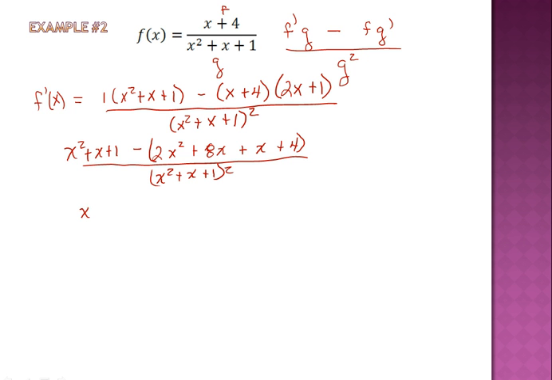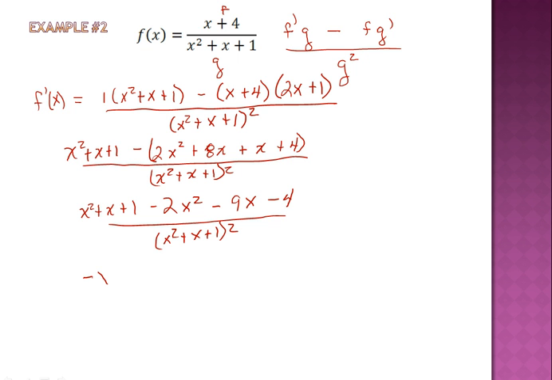So simplifying, we get x squared plus x plus 1 minus 2x squared. Combine our x terms, that's 9x, but it becomes negative 9x minus 4. So combining like terms on the top, we get negative x squared minus 8x minus 3 all over x squared plus x plus 1 quantity squared. And don't forget your label.